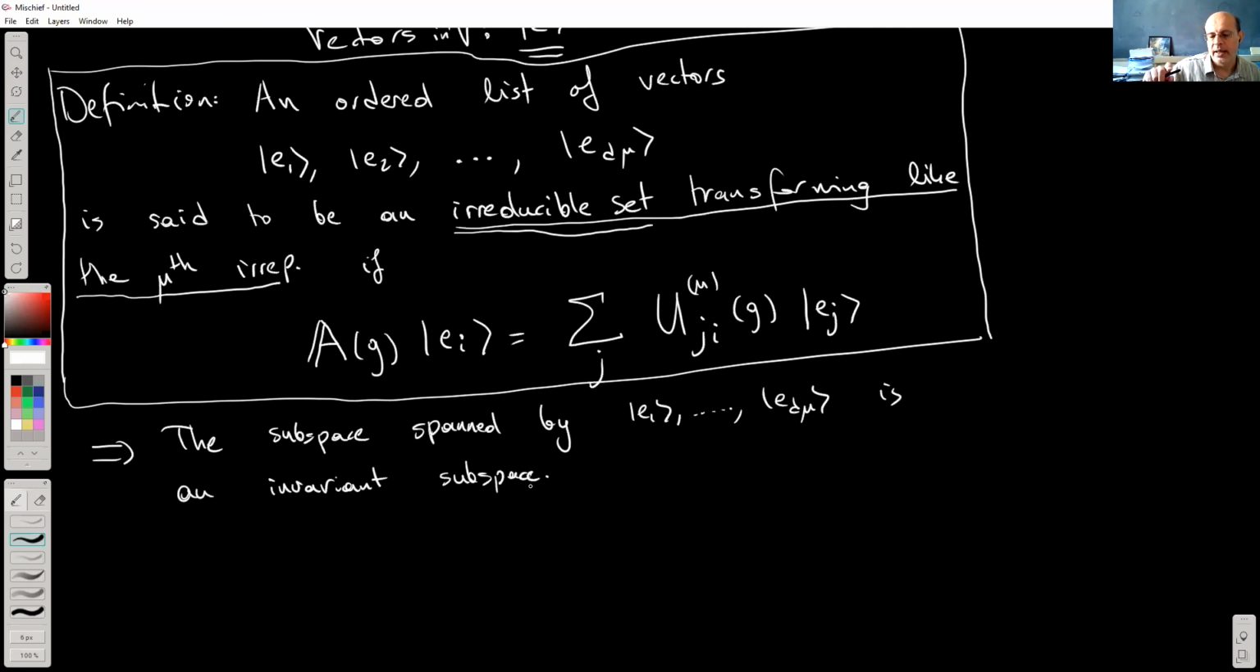It's an invariant subspace because if you apply this representation matrix to any linear combination of these vectors, you again get another vector in the same subspace. So therefore this subspace is invariant. And so finding invariant subspaces can be reduced to the problem of identifying such irreducible sets of vectors. We can think of the problem like that.